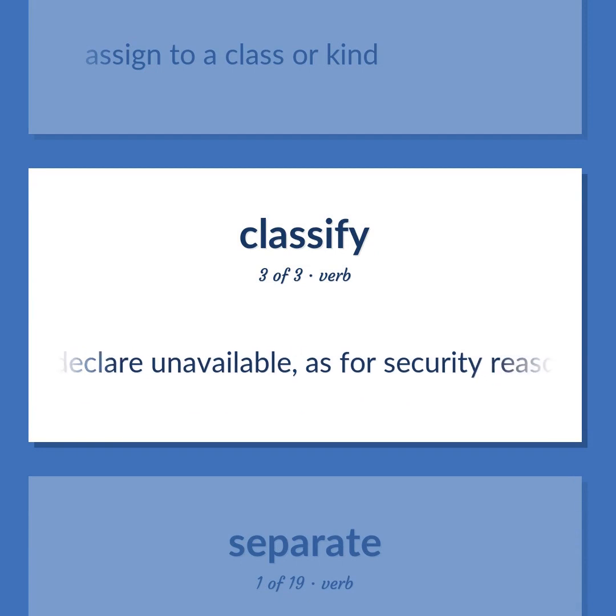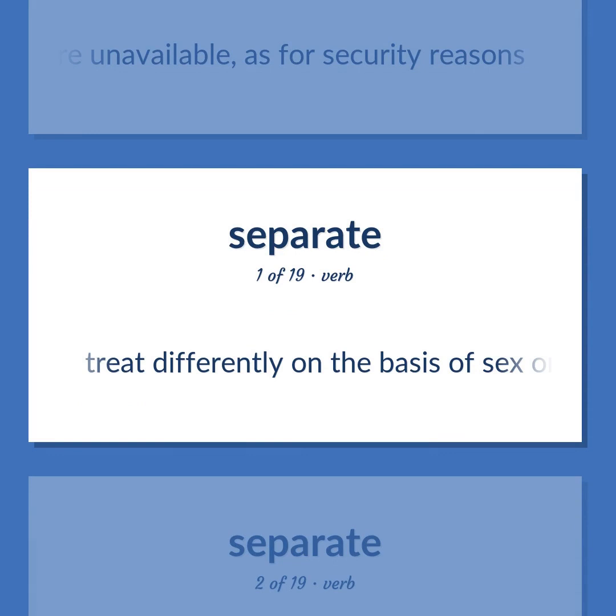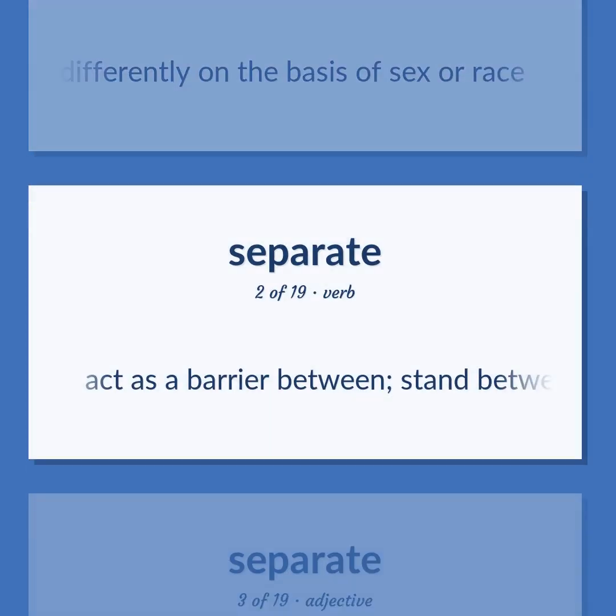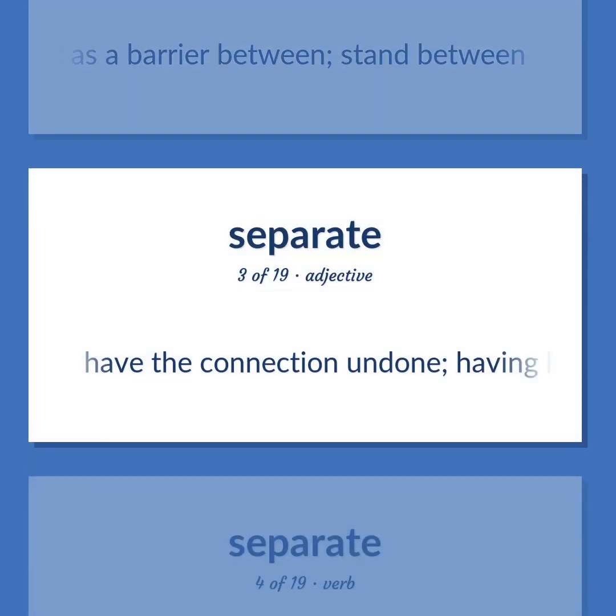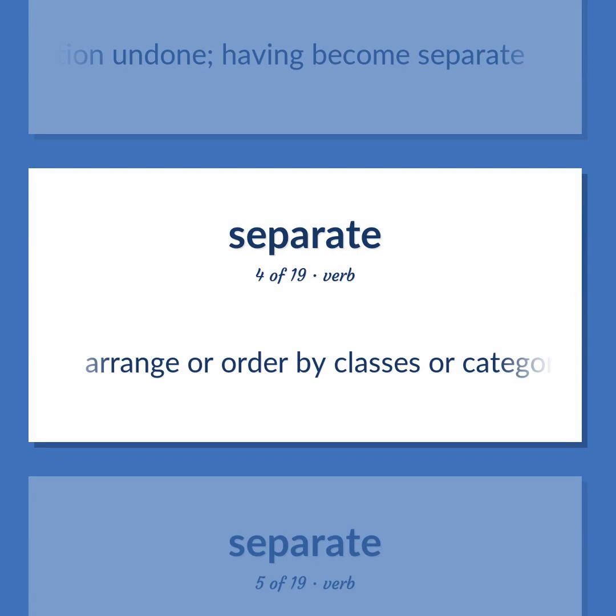Declare unavailable, as for security reasons. Treat differently on the basis of sex or race. Act as a barrier between. Stand between. Have the connection undone, having become separate. Arrange or order by classes or categories.